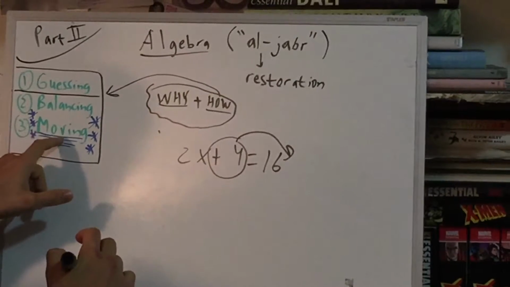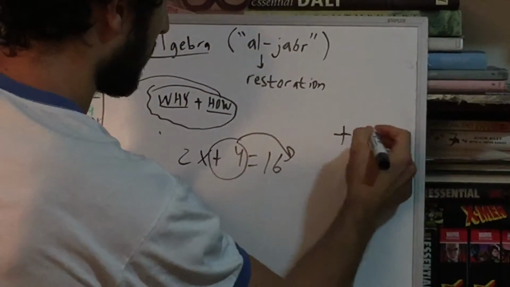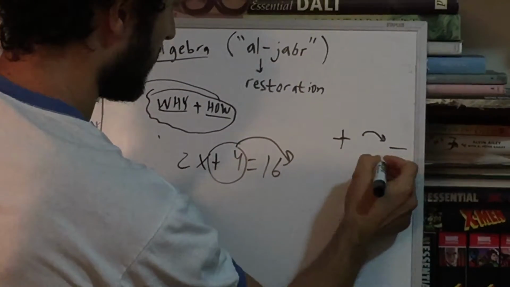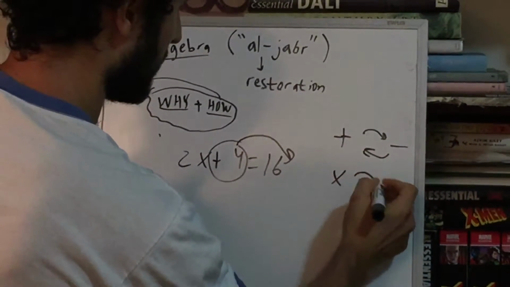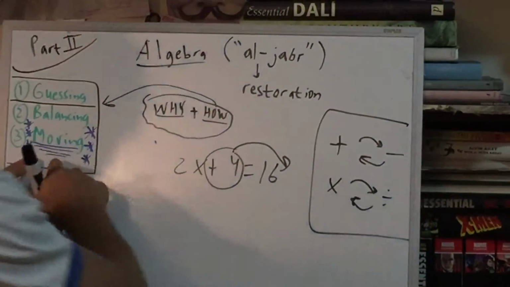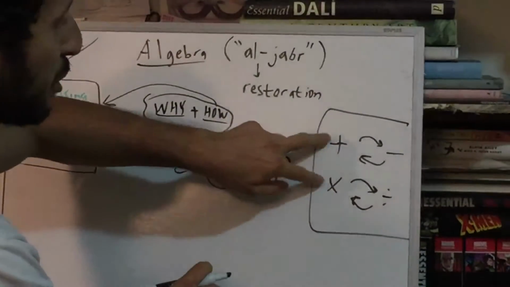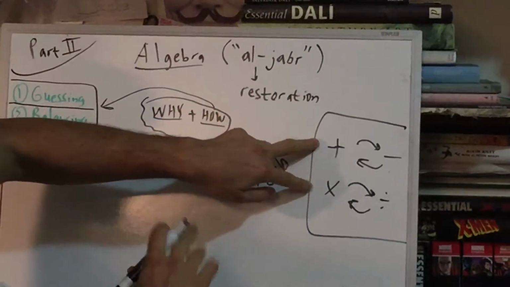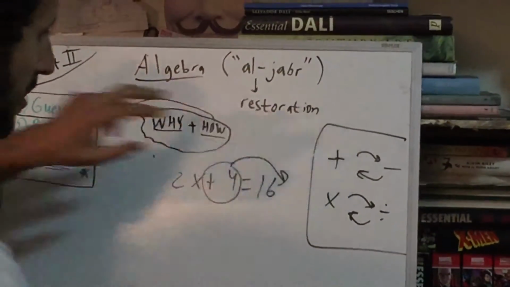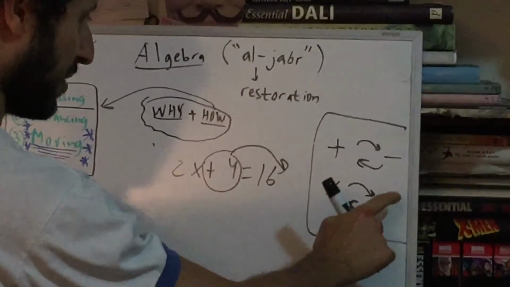So to use the moving method, there's two main rules for algebra. Plus goes to minus and vice versa, and times goes to division. So if you like the moving method, which I recommend that you use, these are pretty much the two rules that are going to get you through 95% of algebra problems. Plus goes to minus, minus goes to plus. Times goes to division, division goes to times.